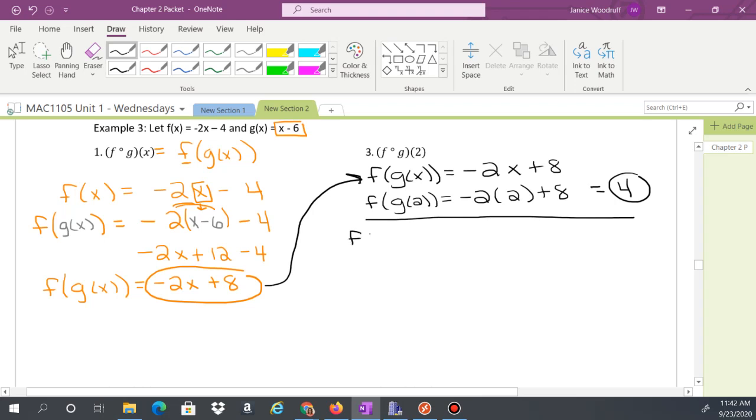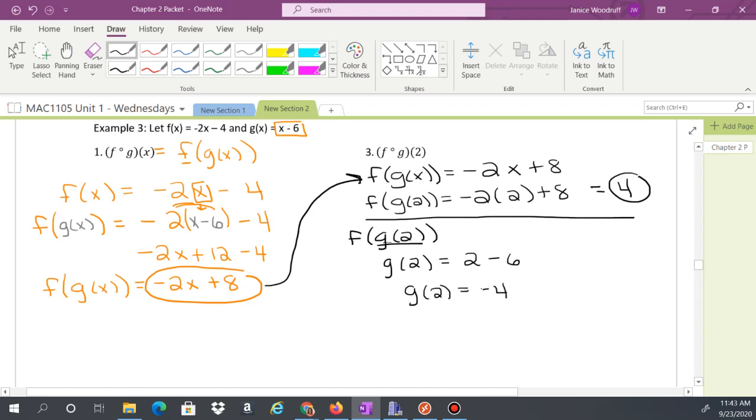You have f of g of 2. So when we did f of g of x, we started from the outside with the f of x. When there is a number that you're plugging in, start from the inside. So do g of 2 first. So g of 2 is going to be, let's see, x minus 6, so 2 minus 6. G of 2 is -4.